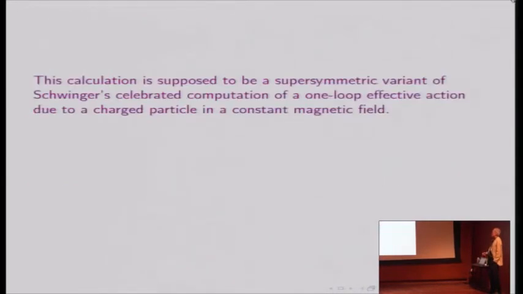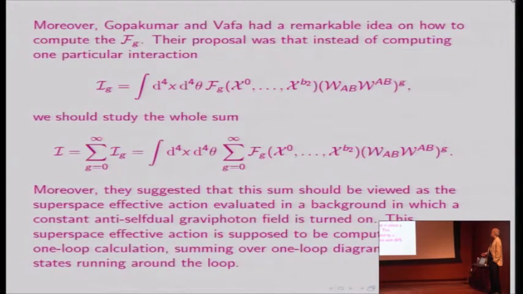And that calculation is supposed to be, okay, so they wanted to do a one-loop calculation where you sum over one-loop diagrams with a BPS state running around the loop in a constant graviphoton background. Whenever I say constant graviphoton background, since the graviphoton is a gauge field, what's constant is the field strength, not the gauge field.